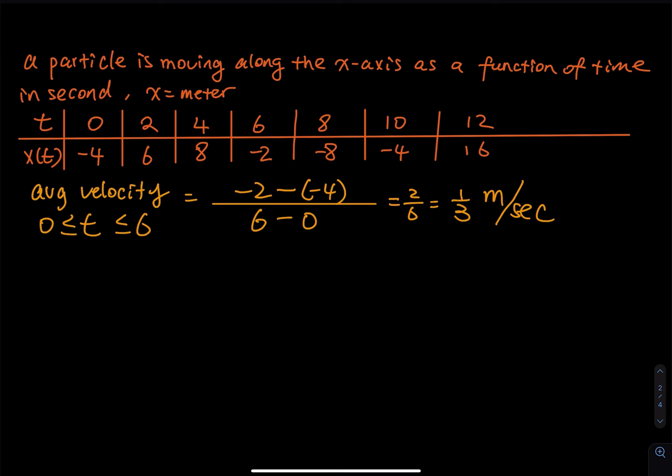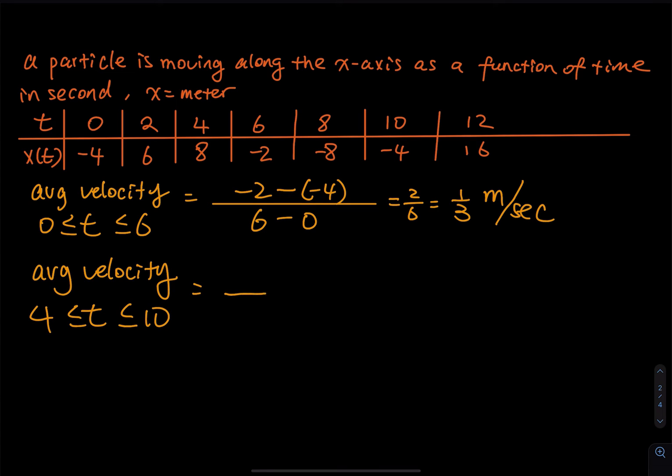Okay, so this is positive. Positive means you have to define this. If positive is moving to the right, then positive average velocity is moving to the right, and negative average velocity is moving to the left. You have to define the direction. Let's do one more. Let's say the time is between, how about 4 and 10? Again, the unit is meters per second, so you have meters on top and seconds on the bottom. Then this is 10 minus 4.